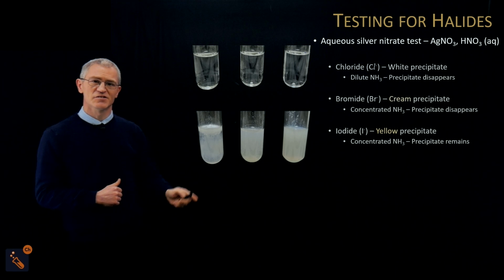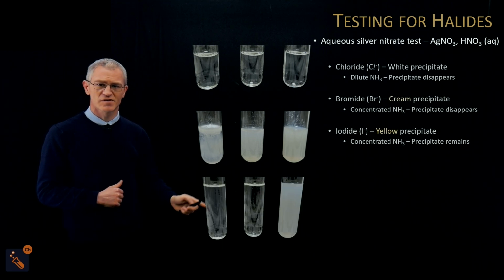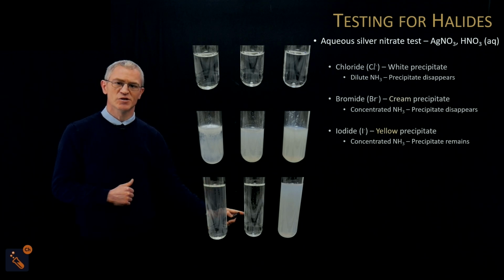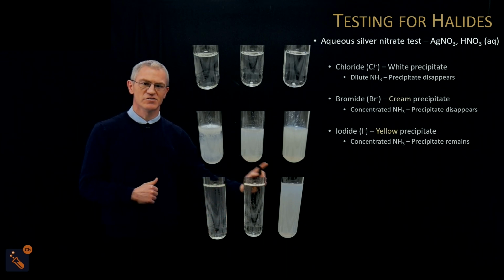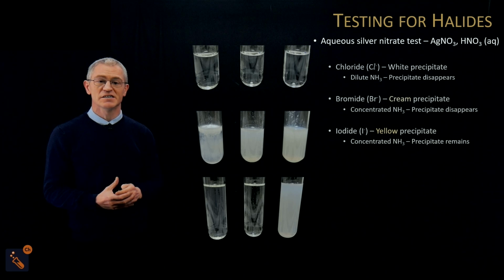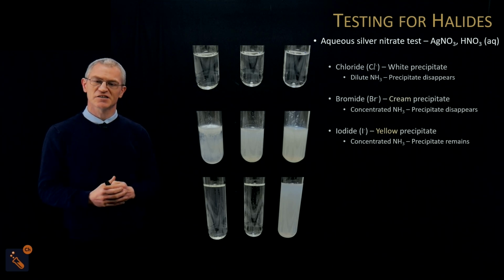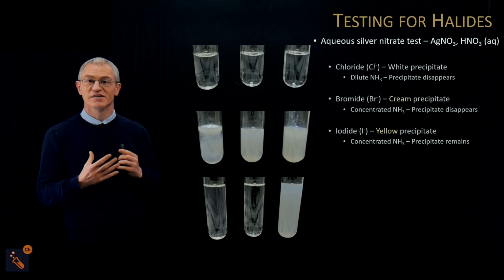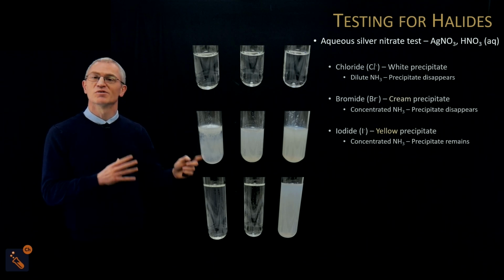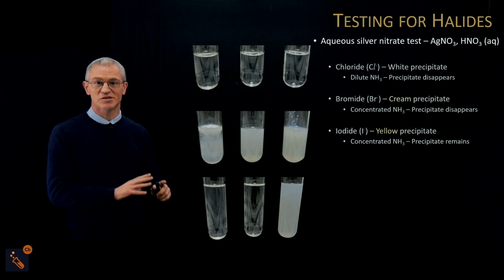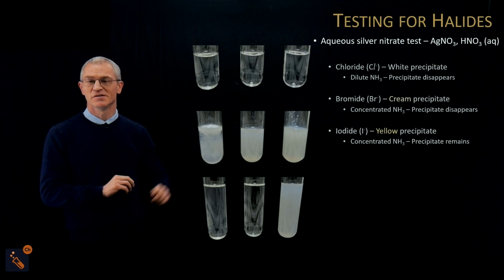So what we then do is add our dilute ammonia, and the precipitate disappears for chloride. We add our concentrated ammonia, and the precipitate disappears for bromide. And then we add our concentrated ammonia, and the precipitate remains, does not disappear, for our iodide. And that is the reactions you can use to tell the difference between chloride, bromide, and iodide. And this is how it actually looks when you do it in your laboratory at school. Okay, and this is why you have to use ammonia, because a lot of these colours look very similar.